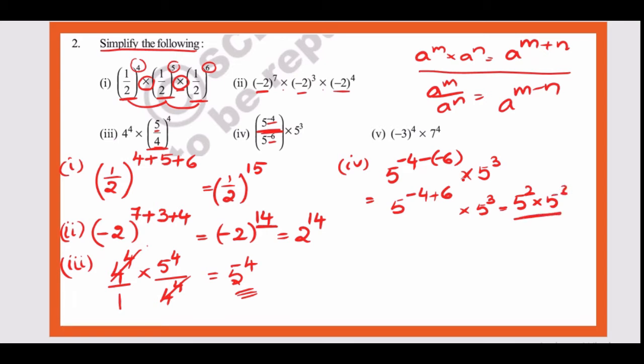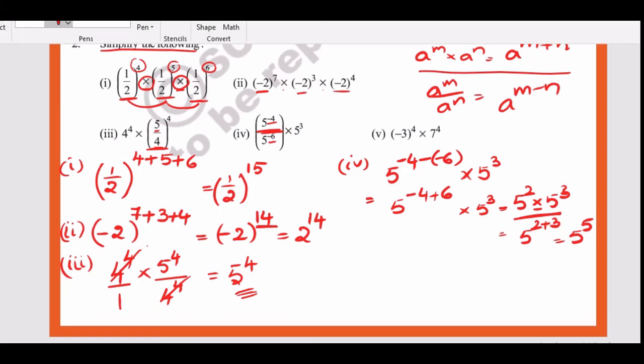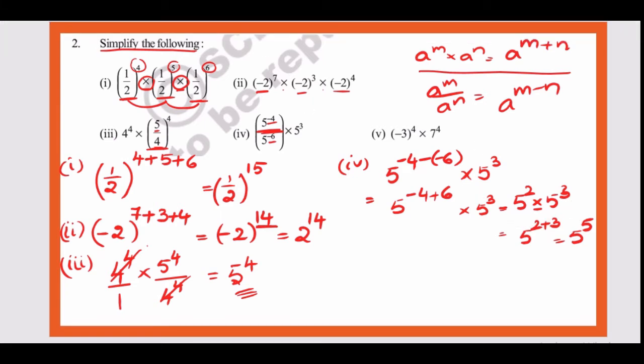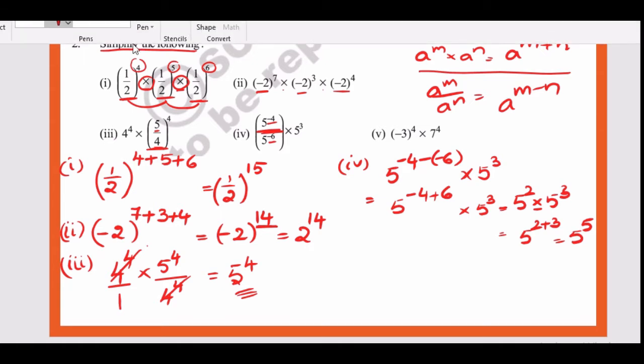So again the bases are same, and they are in product form. So when bases are same and it is in product form, what I can do is add the exponents. So 5 power 2 plus 3 is nothing but 5 power 5. So the answer is 5 power 5.